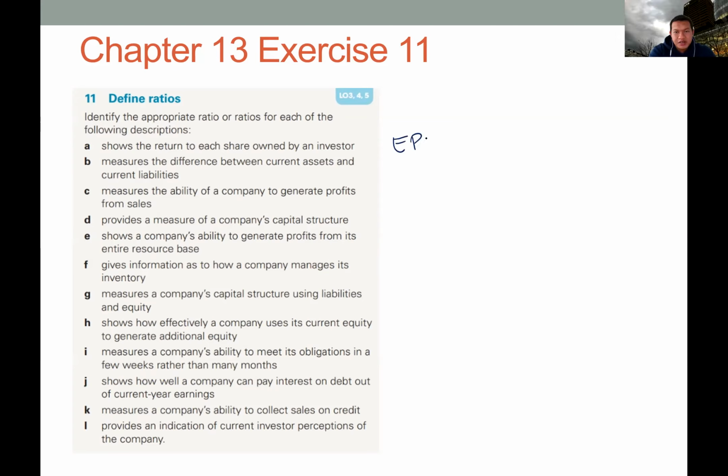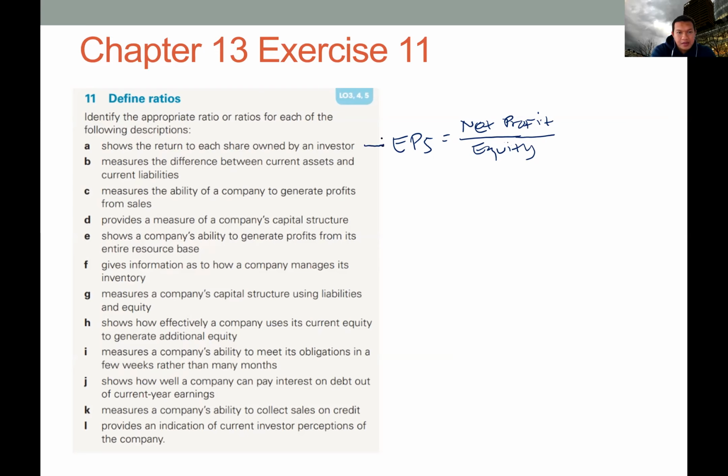So earning per share is basically the net profit divided by the average equity, right? So let me write the formula again. Net profit divided by the equity or average equity. Okay, so it shows us the return or the profit for each share.